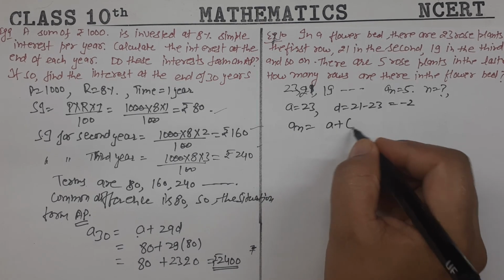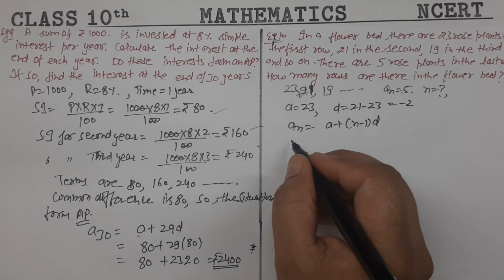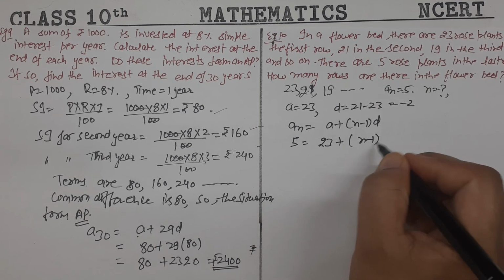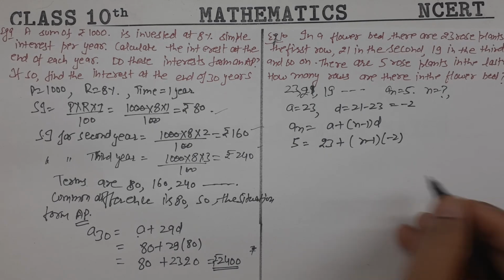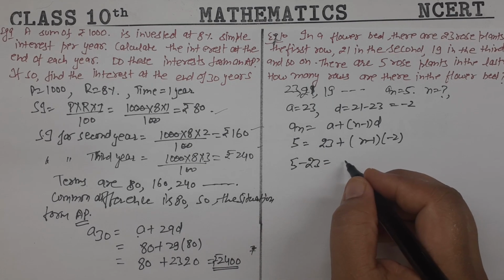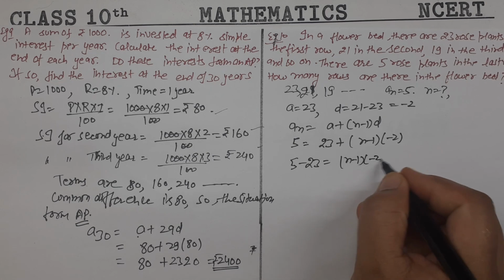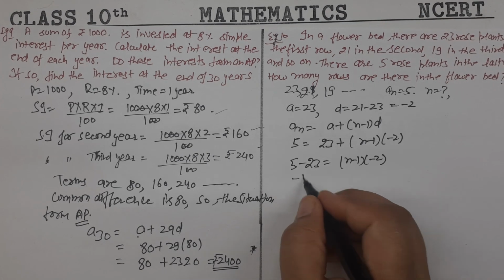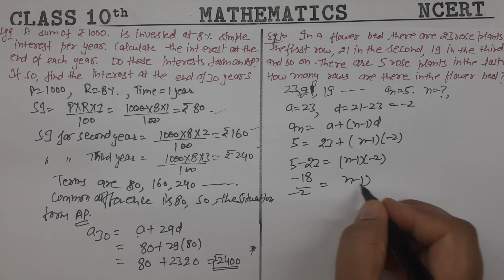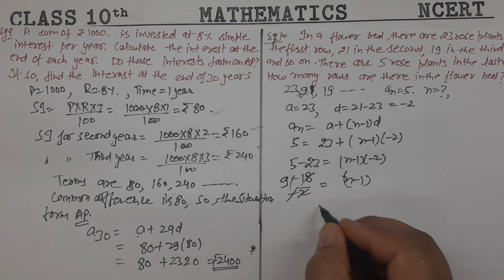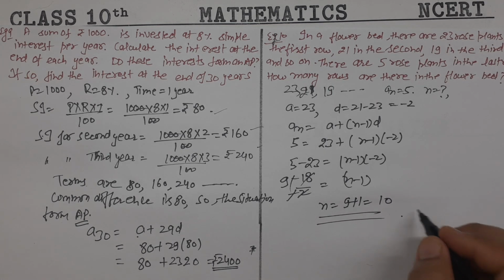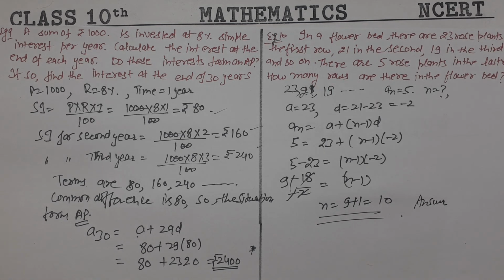Apply formula. AN is 5, A is 23, N minus 1, D is minus 2. Solving. 23 comes to the left hand side. Subtract, minus 18 by minus 2. So N is 9 plus 1 makes 10, which is the answer.